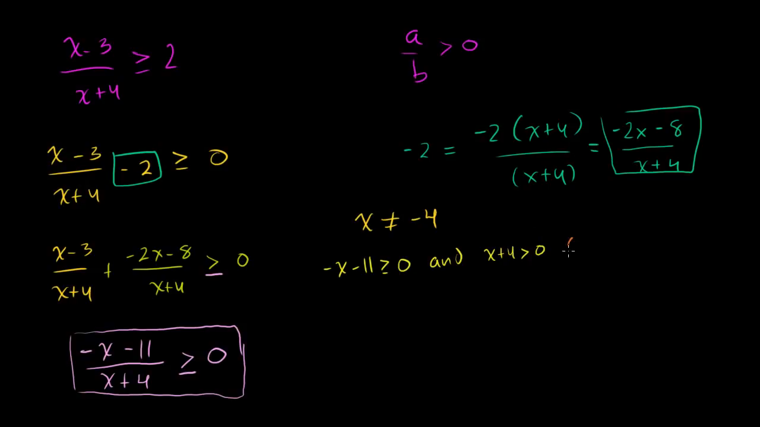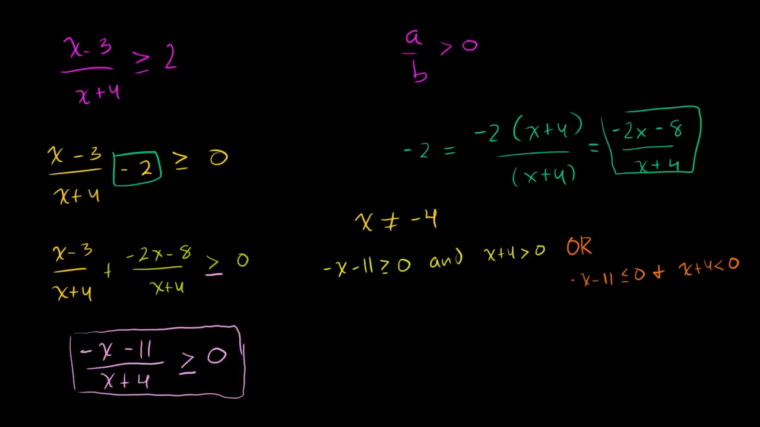Or they're both going to be less than 0. And I'm running out of space. Or minus x minus 11 is less than or equal to 0, and x plus 4 is less than 0. Remember, it can't ever equal 0. So they're either both positive or both negative. That's the only way that we're going to get something. The numerator can be equal to 0, or they're both positive to get something positive, or they're both negative, so that when you divide a negative by a negative, you still get something positive.